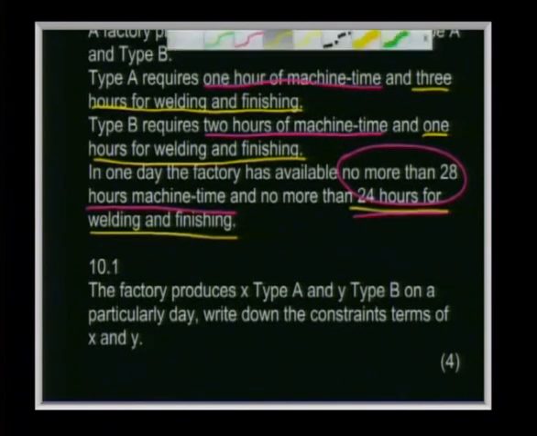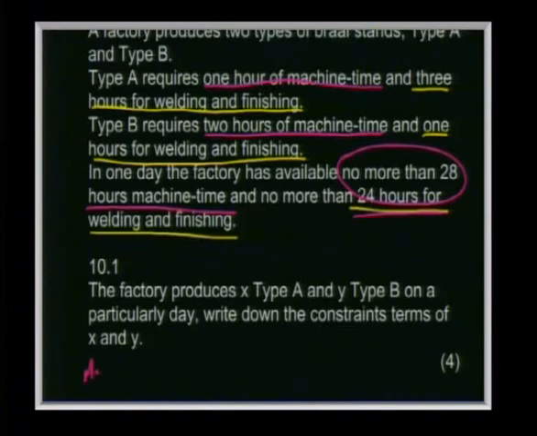So, let's talk about our machine time. Now, machine time, what is the maximum? Machine time is 28 hours maximum. Okay? Type A is 1 hour. Type B will be 2 hours. And we can't have more than 28 hours of machine time. 28 hours is our absolute maximum. That's machine time, the one I've done in pink.